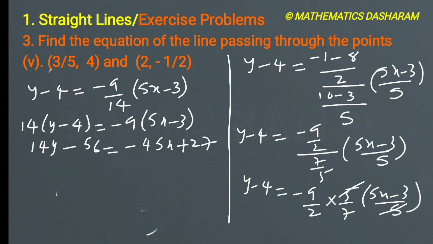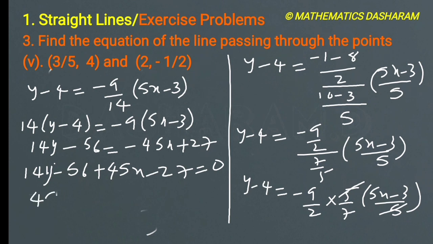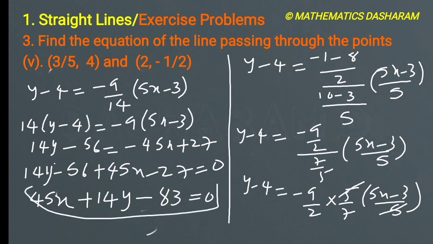So next, equals 0, otherwise 14y minus 56 plus 45x minus 27 equals 0. First 45x, next the y term, that is plus 14y, minus 56 minus 27, 6 plus 7 is 13, minus 83 equals 0. So this is our required answer.